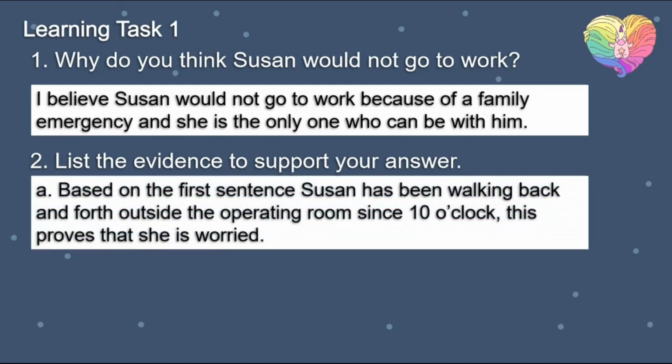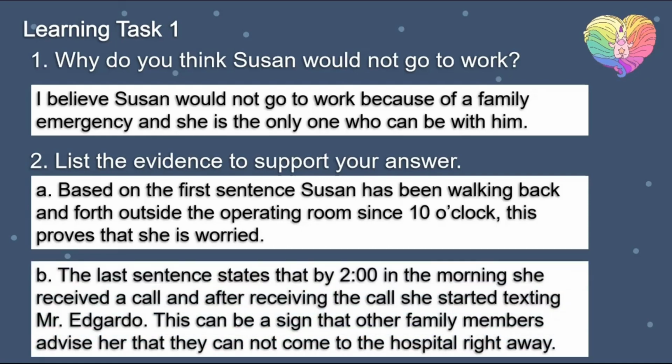So, first evidence, based on the first sentence, Susan has been walking back and forth outside the operating room since 10 o'clock. This proves that she is worried. Evidence number 2. The last sentence states that by 2 in the morning, she received a call, and after receiving the call, she started texting Mr. Edgardo. So this can be a sign that other family members advised her that they cannot come to the hospital right away. So she's the only one who can be with the person.